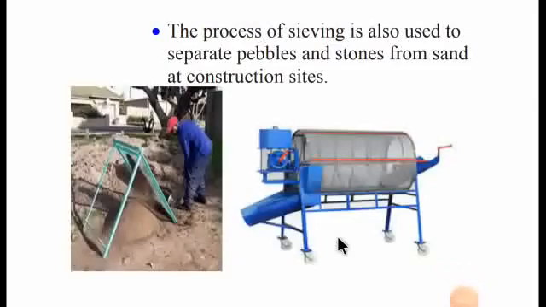This sieving process is also used at construction sites to separate pebbles and stones from sand. They cannot use the raw sand for construction, so they need to separate pebbles and small stones and even gravels from sand, and in some areas they need soft, smoother sand for plastering work. So they have to be separated using a siever like this.